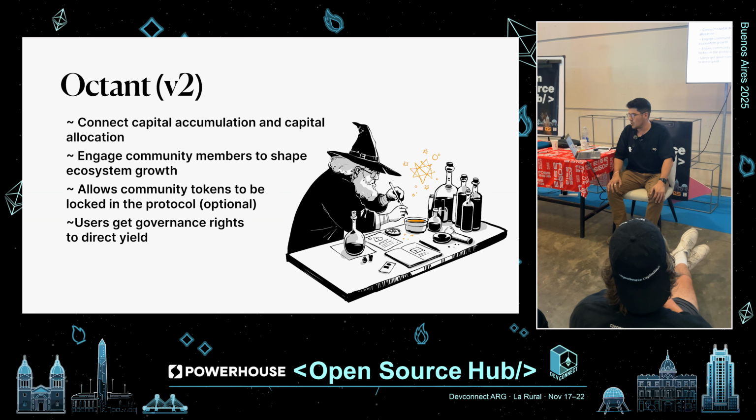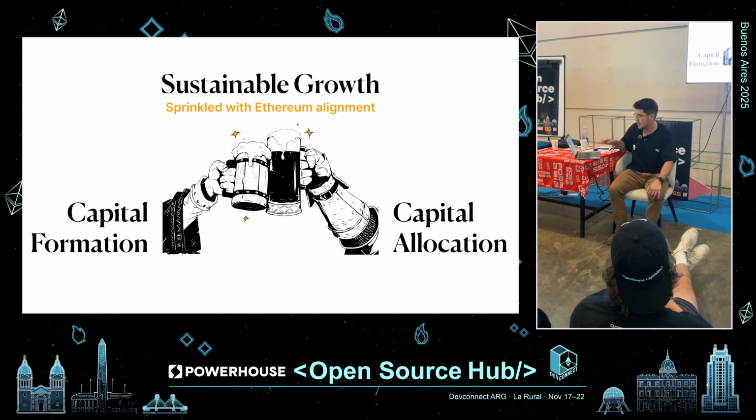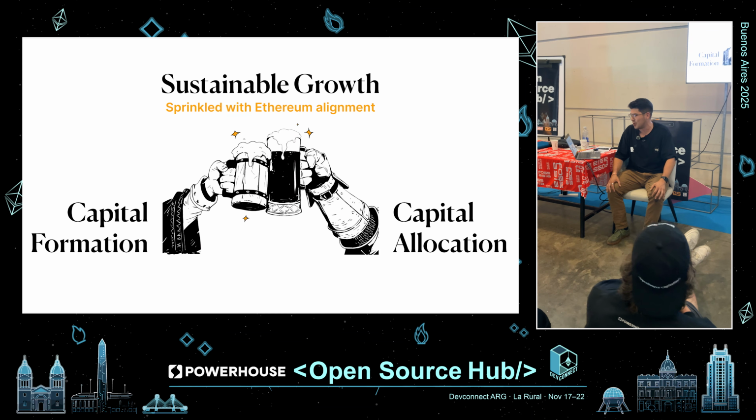So Octant V2 connects capital accumulation with capital allocation while engaging community members to shape ecosystem growth. And users in the community also get governance rights if that's decided by the ecosystem. So yeah, this is how we see the world. Sustainable growth means capital formation with capital allocation sprinkled with a little bit of Ethereum alignment.